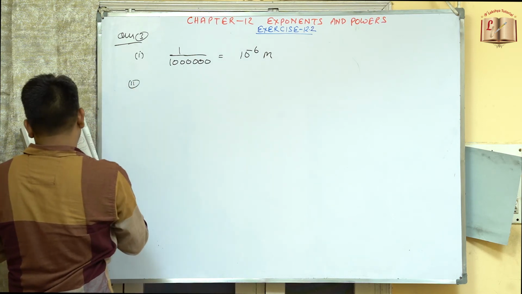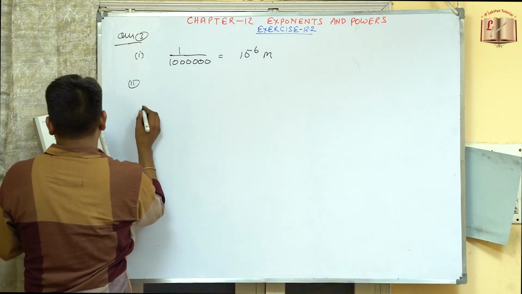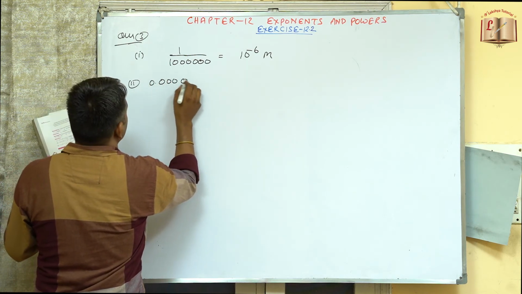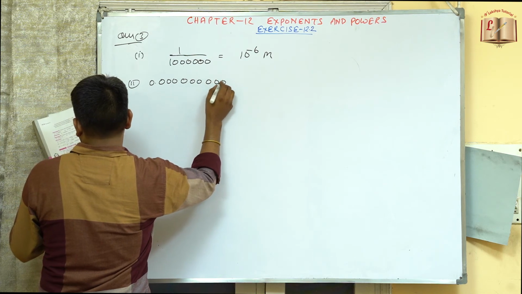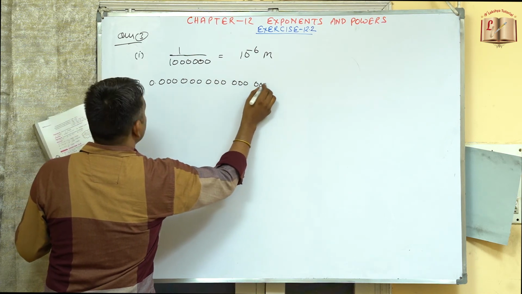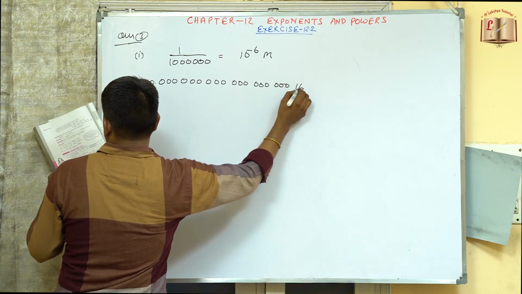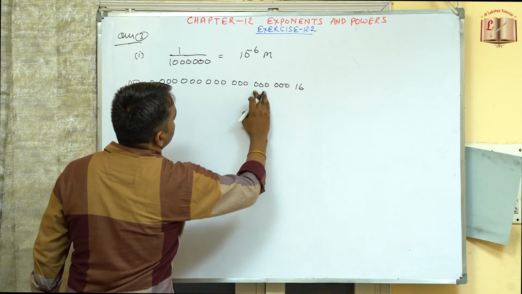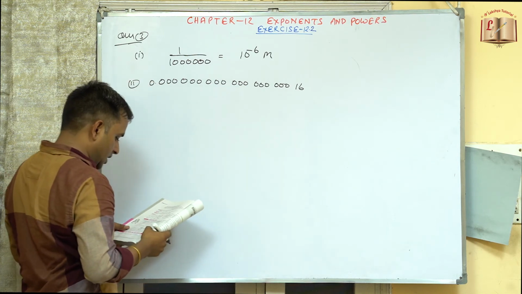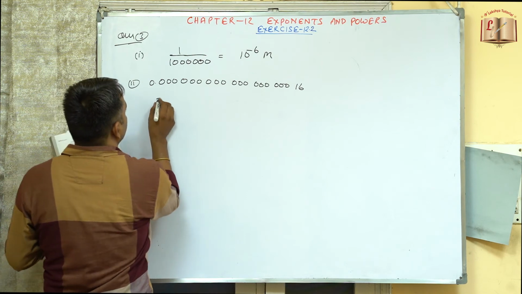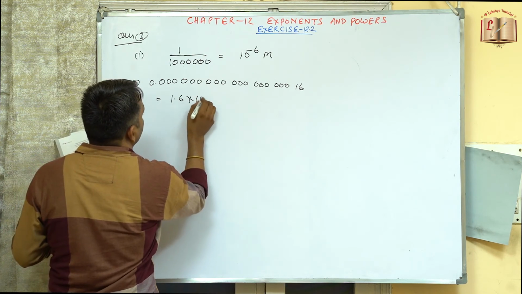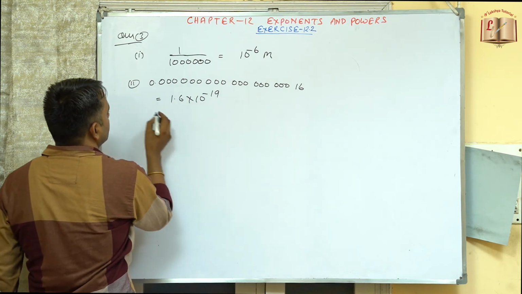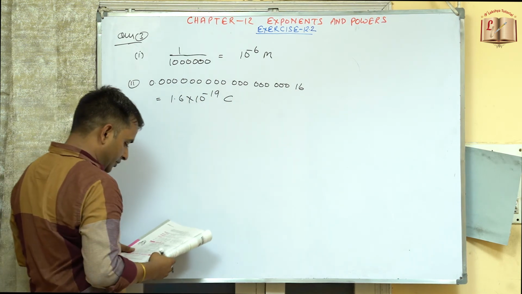Now coming to the second part, the charge on electron, this is given as 0.000, then 000, then 000, then 1, 6. So this is now 3, 6, 9, 12, 15, then 18. So this will be written as 1.6 into 10 to power minus 19 because 18 zeros and 1 place this. This is in coulomb.